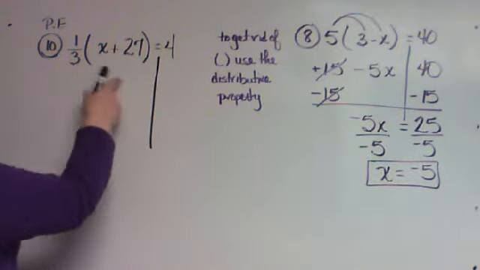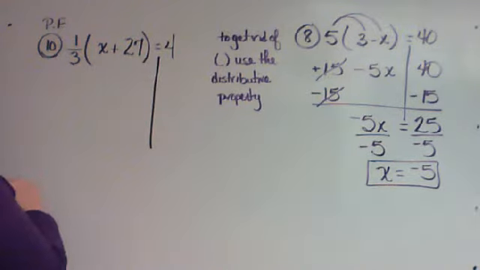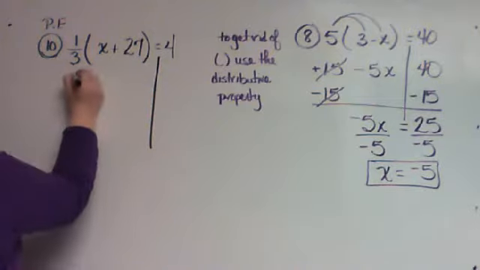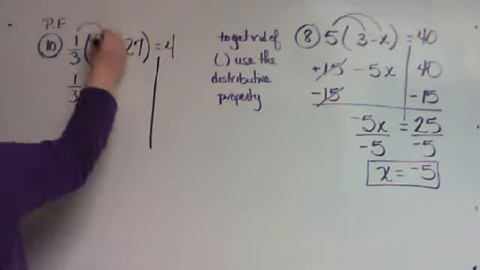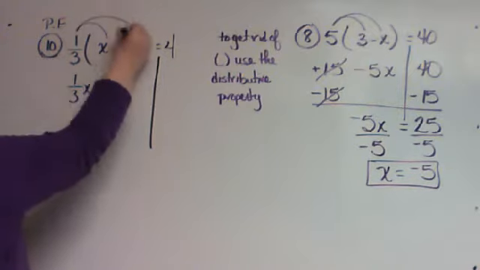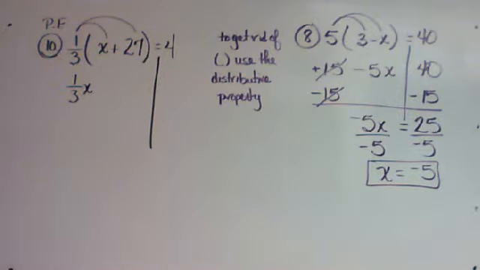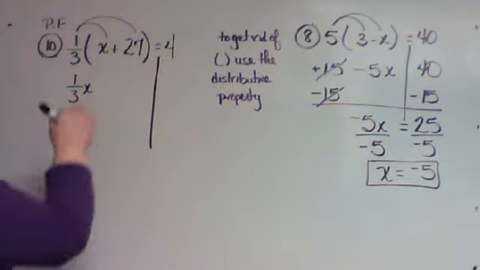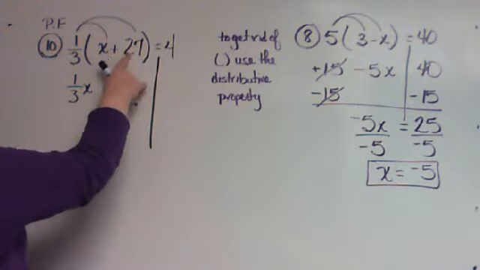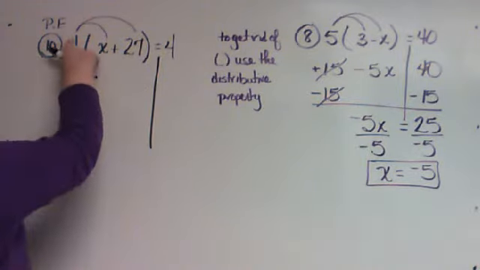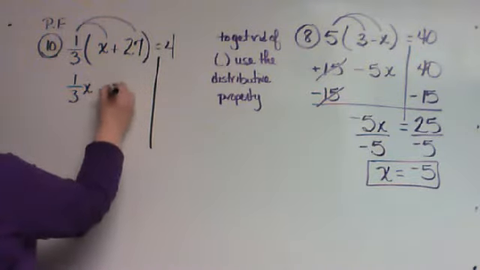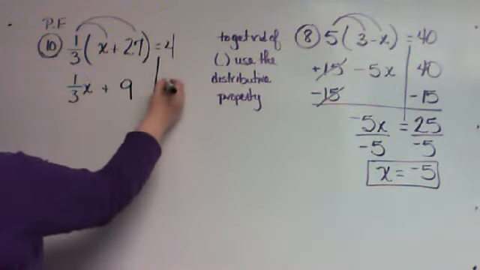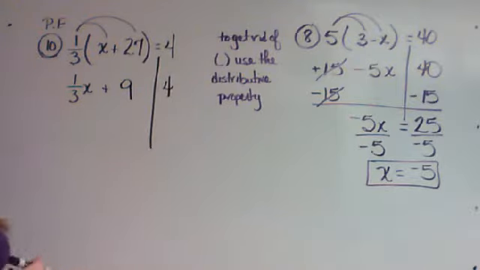It has parentheses, so I need to take care of that first. So I'm going to go 1/3 times x is 1/3 x, and then 1/3 times 27. Remember, when you multiply a whole number times a fraction, you multiply top times big and divide by the bottom. So 1 times 27 is 27, divided by 3 is 9. And that gives me 4.